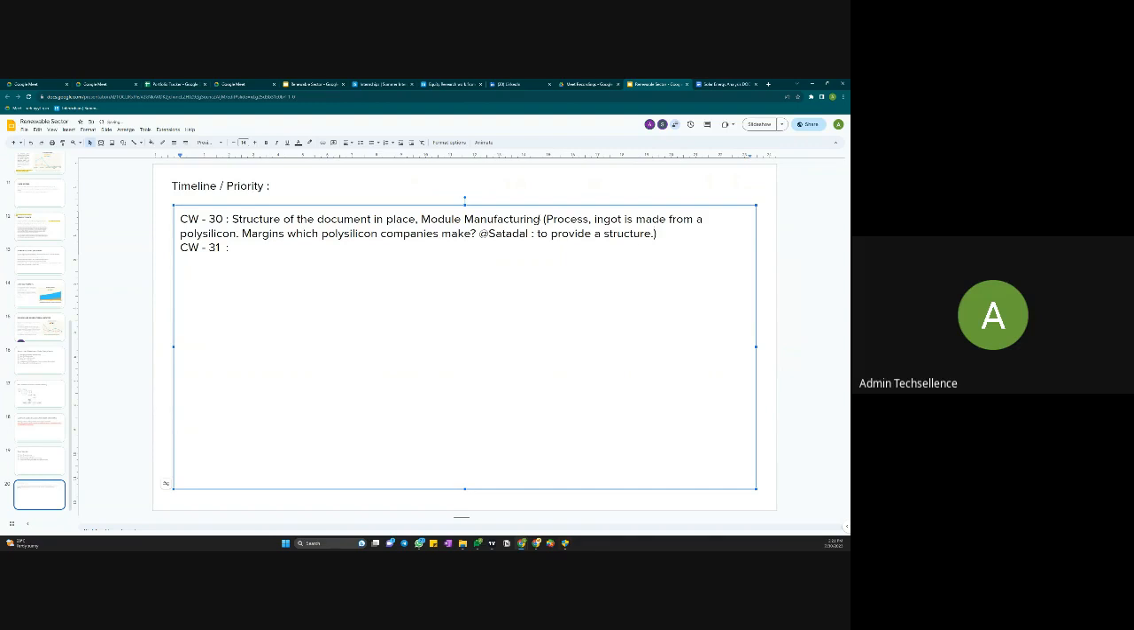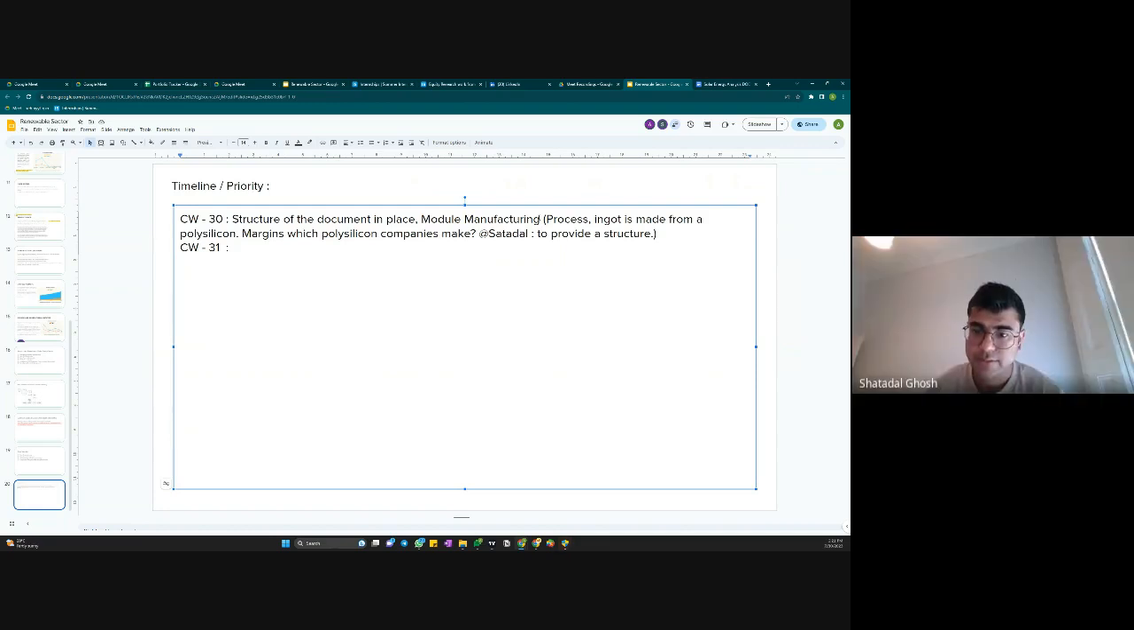So that also brings in focus to Ashutosh, because he can then go in a question-answer format. Like you said, what is the margin which polysilicon companies make? Now that is going to be his key question, and then he can go deep into geographies and types and all of those things. Yeah, agree.